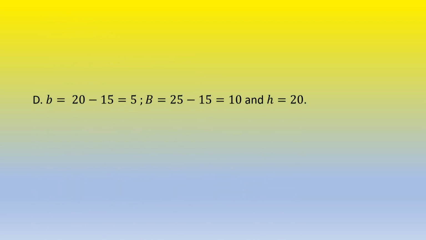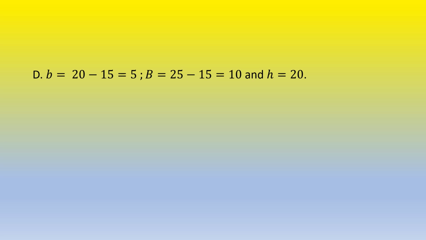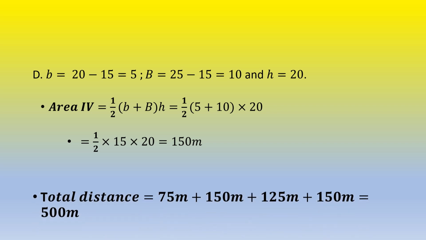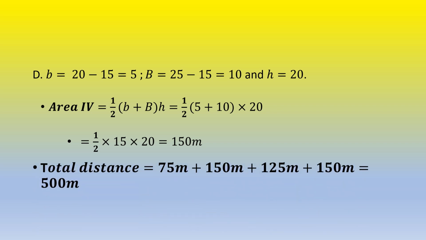D. Short base equals 20 minus 15 equals 5, larger base equals 25 minus 15 equals 10 and height equals 20. Area 4 equals 1/2 (short base plus larger base) times height, this is equal to 1/2 times (5 plus 10) times 20, equals 1/2 times 15 times 20 equals 150 meters. Total distance equals 75 meters plus 150 meters plus 125 meters plus 150 meters equals 500 meters.